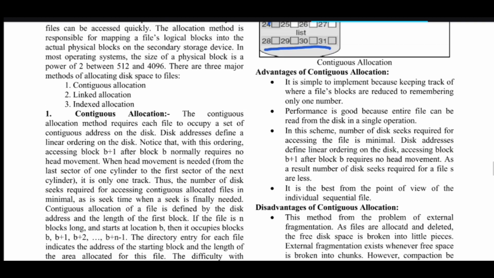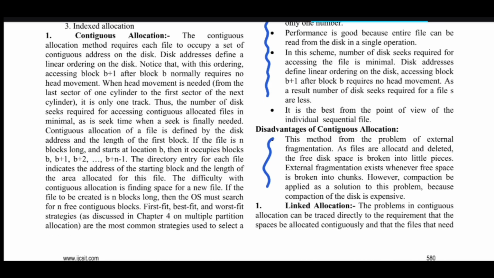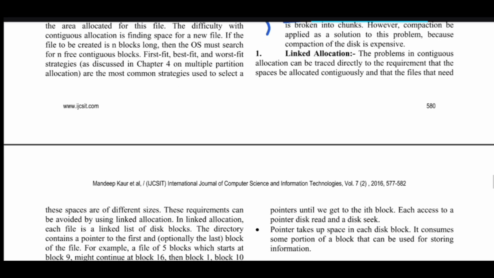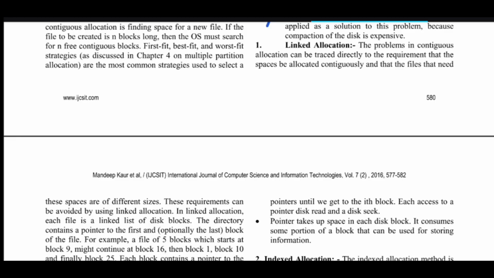Here are some advantages and disadvantages of contiguous allocation. Here external fragmentation is also written. Next we are discussing non-contiguous allocation. First we discuss linked allocation.